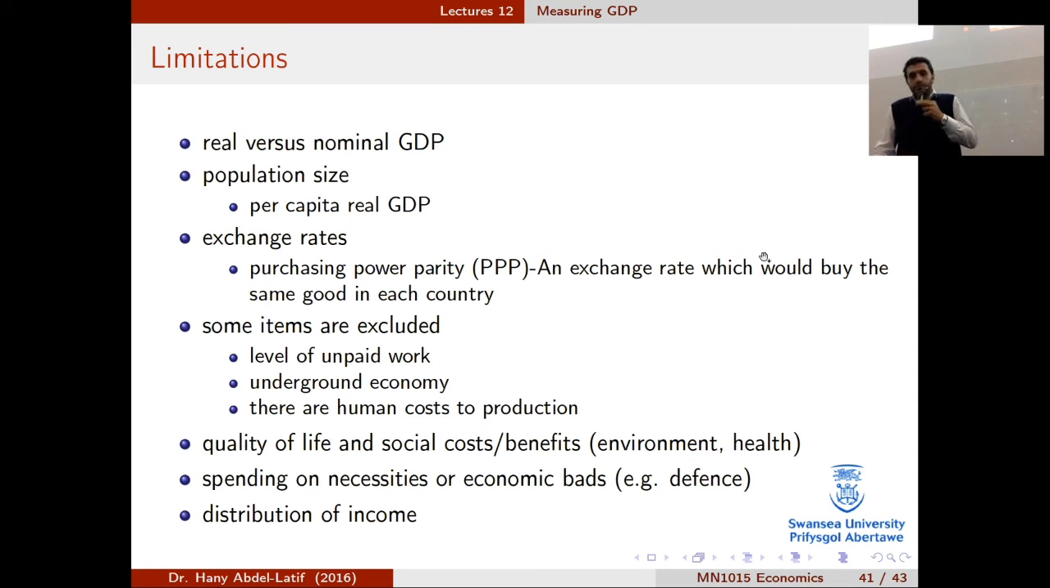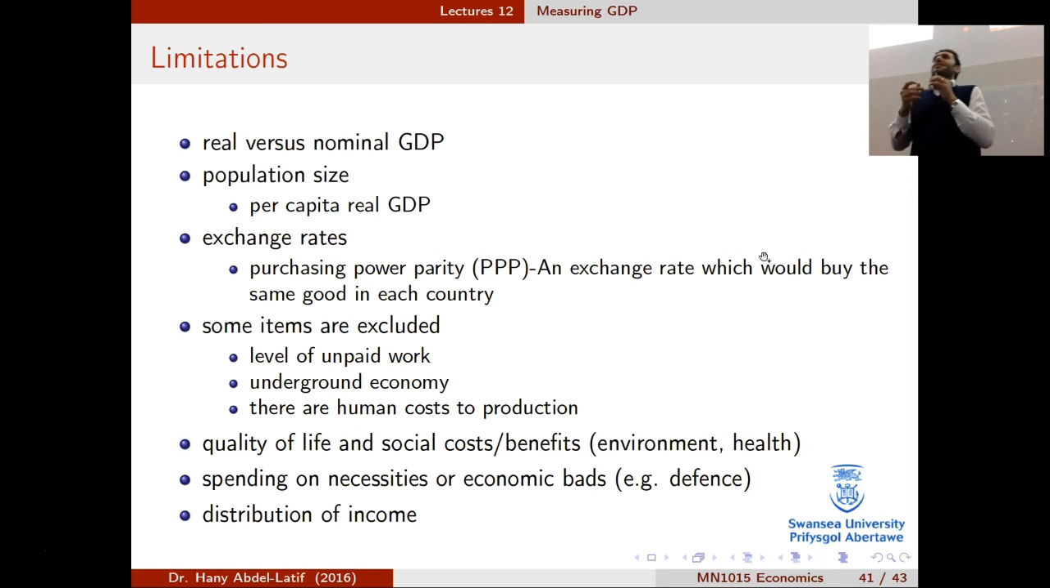One of the other problems with GDP is that when we defined GDP, we said the market value. So we look at the market value. What about the items that are not included in the market, that don't enter the market, like unpaid work or the underground economy? Have you ever heard of this term, underground economy? So what does it mean?